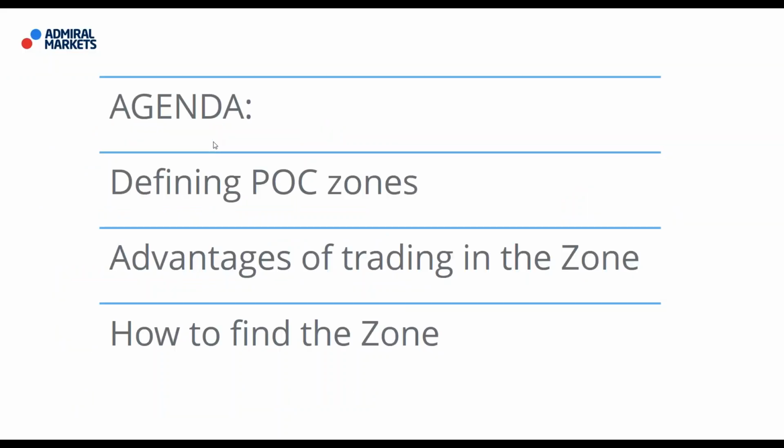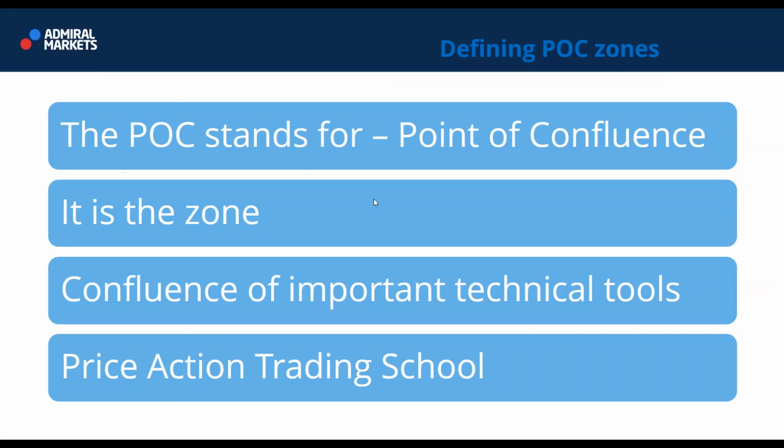Now, today's agenda for my part is defining the POC zones, advantages of trading in the zone, and how to find the zone. So first of all, the POC that you usually see on my analysis stands for the point of confluence. That is the zone where we expect the price to react. In a literal sense, it is the actual entry zone, the zone where we place our entries. Also, it's the confluence of important technical tools.